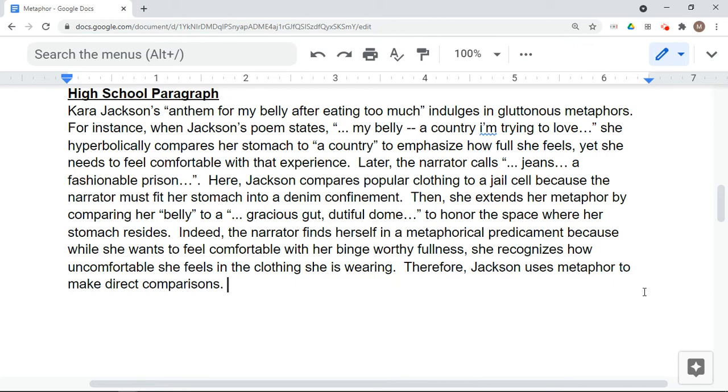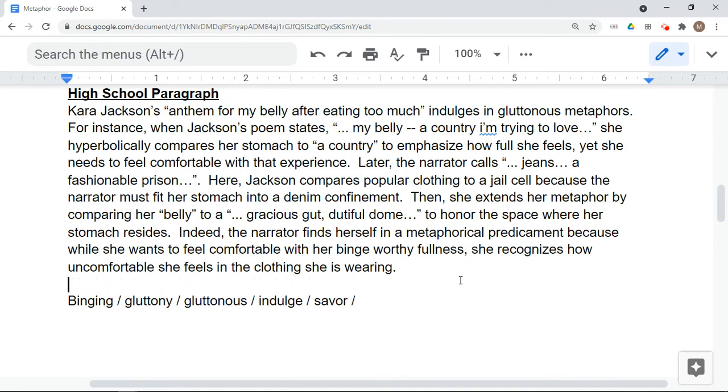Therefore, Jackson uses metaphor to make direct comparisons. I think we don't really need this sentence. So I think that is an okay closer.